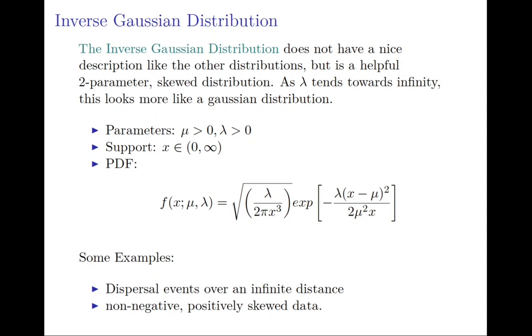And so some examples of data you might use here, I couldn't find a whole lot in the literature, but I think it's really a lot more useful than people give it credit for. I know that the dispersal literature uses it quite a bit, so dispersal events over an infinite distance. And so I think that it could be quite useful for a lot of non-negative, positively skewed data.